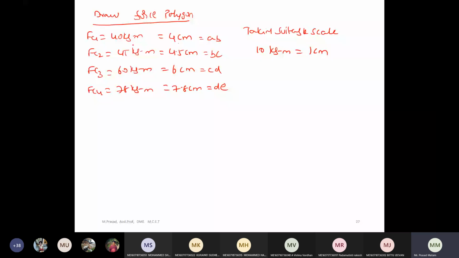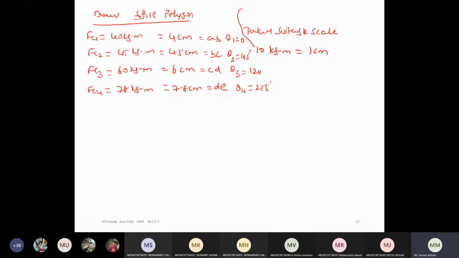What is the angle the first centrifugal force is making? Theta 1 is 0 degrees. Second centrifugal force is making an angle of 45 degrees. Third centrifugal force is making an angle of 120 degrees. And the fourth one is 255 degrees. You got it?